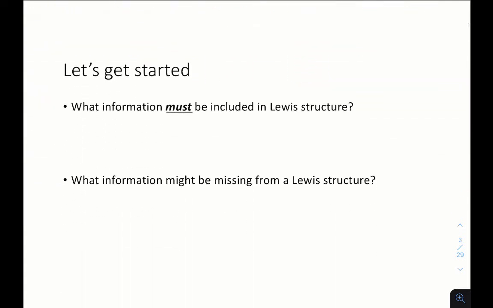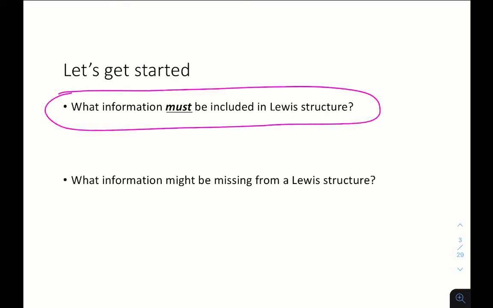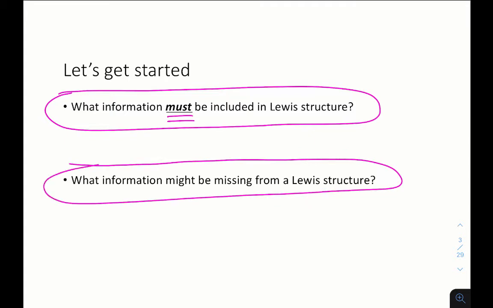We'll begin by reflecting. Please respond to both of these questions. Write down your answers. What information must be included in a Lewis structure, and what information might be missing from a Lewis structure? Again, pause and respond to these questions in writing.